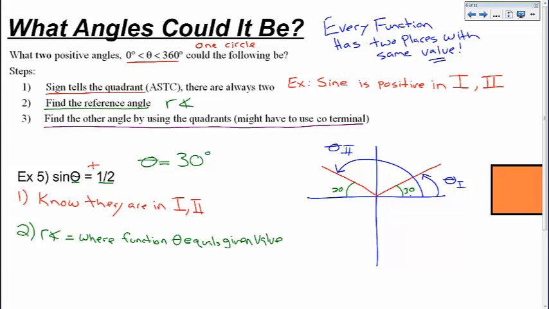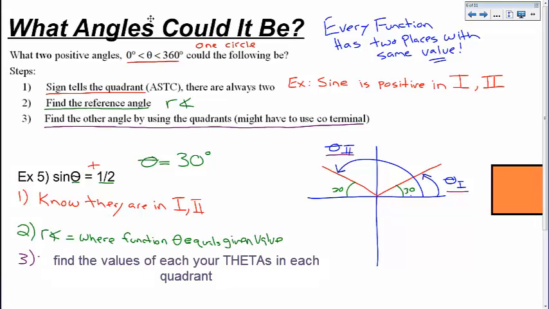Finally, we're going to use our reference angle to determine the exact value of theta 1 and theta 2. How do we do this? Well, we find the values of each theta in each quadrant by using the operations that we were given. In theta 1, it's just the given angle. For theta 2, we subtract 30 degrees from 180, and we get a value of 150 degrees. If you take the sine of either of these values in a calculator, you should get a value equal to 1/2. This is a good way to check your work.